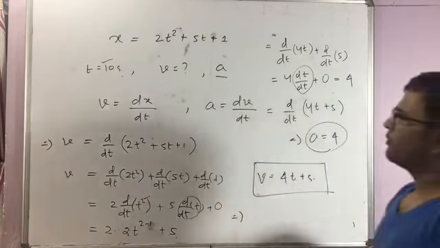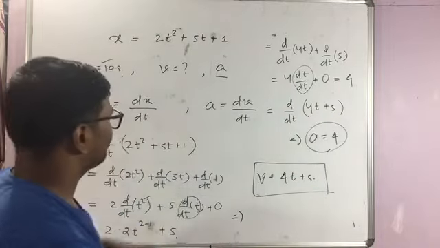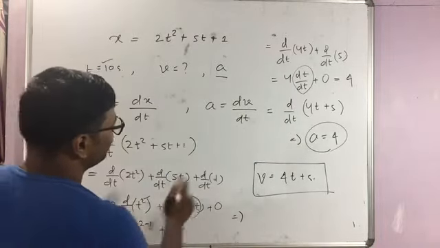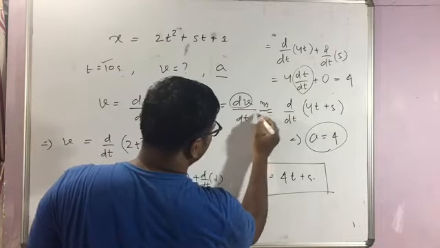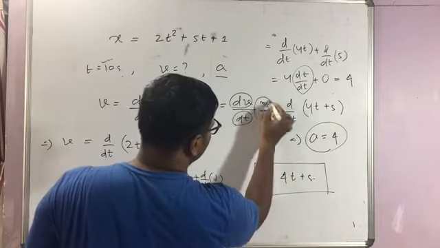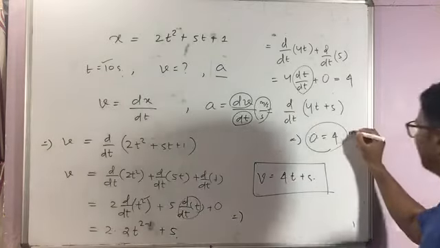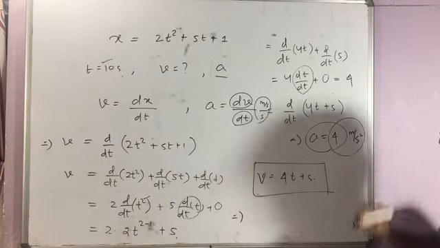Got it? So from here we can find the unit of acceleration. It is dv by dt, which means meter per second divided by second, so the unit of acceleration is meter per second square.